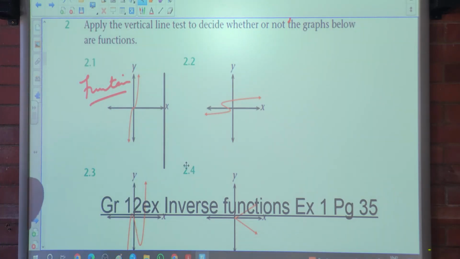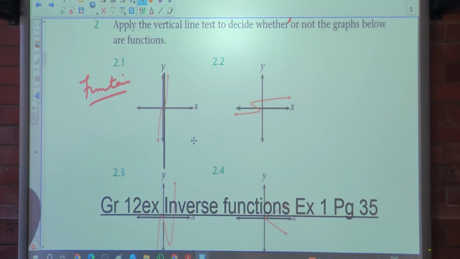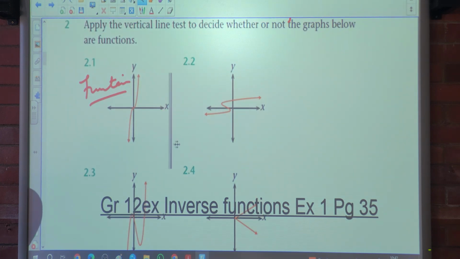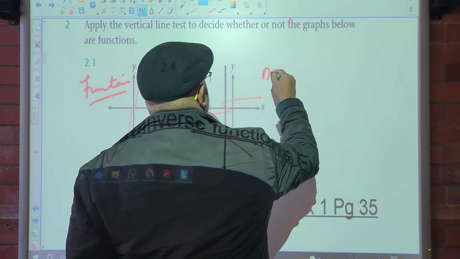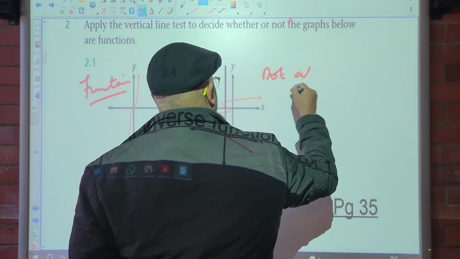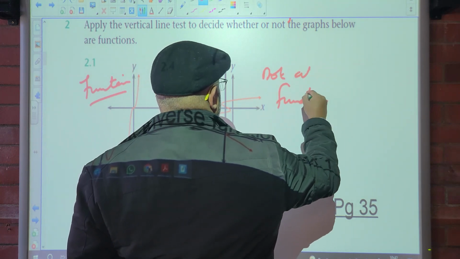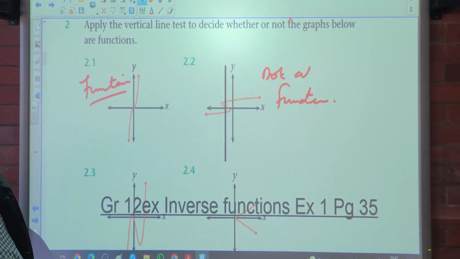Okay, let's go with the next one. Is this a function? No. Why? It does not pass the vertical line test. This line is going through the graph at more than one point. More than one place. So if that is the case, it's not considered a function. So you say here, not a function. And this would be a many to many.